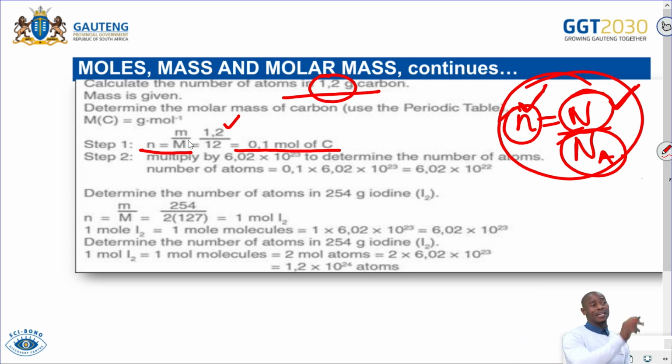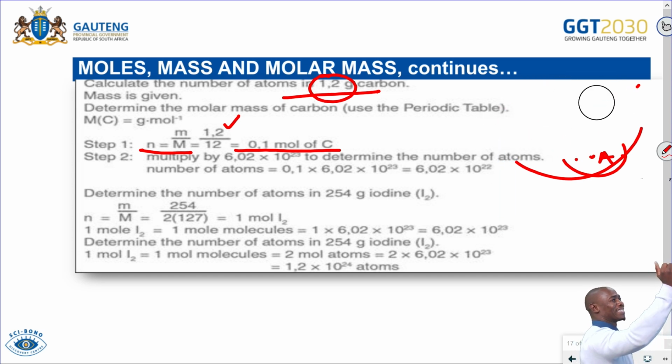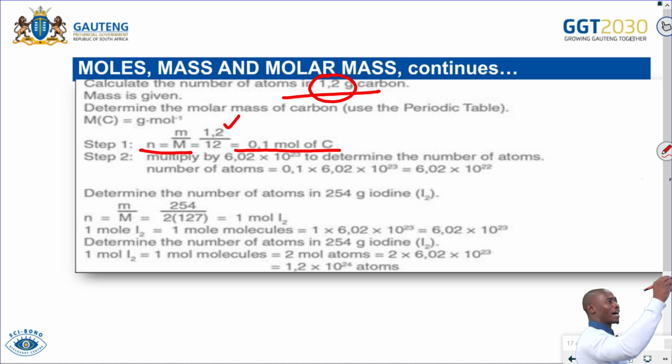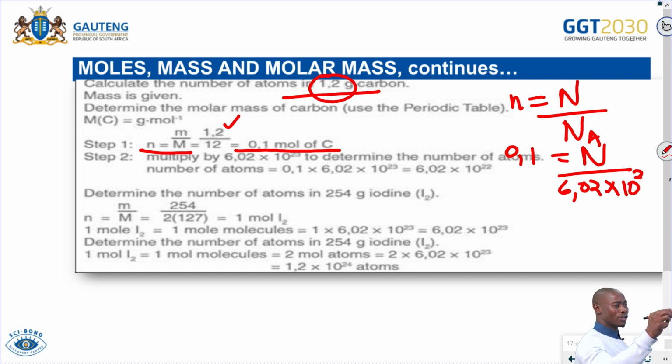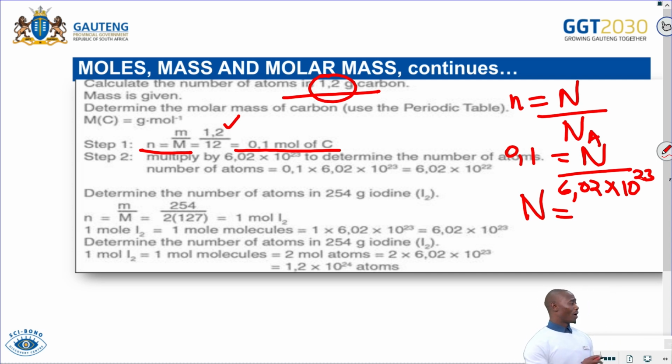Then now we can go straight to that equation because now we have the number of moles. Then we can calculate the number of atoms. So the number of moles is 0.1. What is the number of atoms? n equals number of atoms divided by Avogadro's constant. The number of moles is 0.1, and we are looking for the number of atoms. And what is Na? 6.02 times 10 to the power 23. Then you'll get the number of atoms. So what is 0.1 times 6.02 times 10 to the power 23?